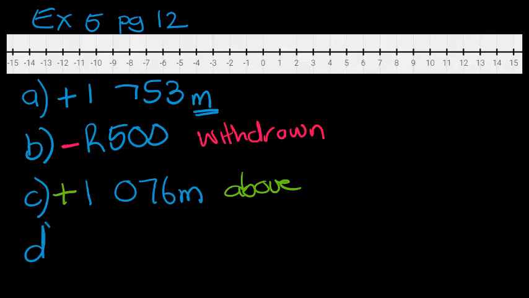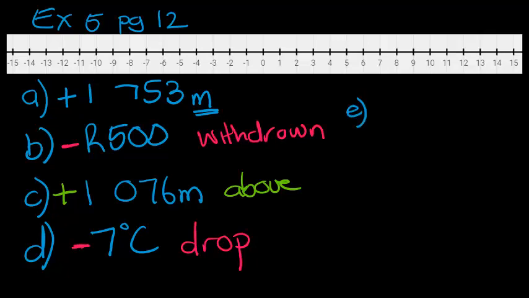So how did the temperature change? It was 7 degrees Celsius, and we know that it was a drop, which we know is a negative. And lastly, E says the temperature at the top of Kilimanjaro is 10 degrees below freezing point. 10 degrees Celsius, and because it is below, we know that it is negative. The vocabulary in the sentence gives us an indication as to whether it is a positive or a negative number.